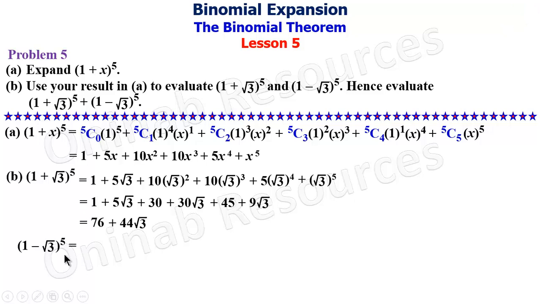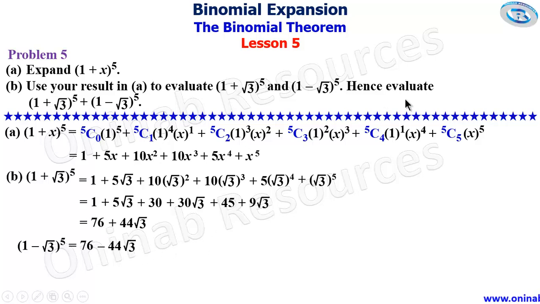Then we go for 1 minus root 3 all to the power of 5. What we just do here is change the sign here. Since this is plus, it goes with plus here. We're having minus here, we just change this also to minus, because if we are to go fully by expansion, we will just attach minus here, which means this is coming as negative, this is coming as negative, and this is negative. So negative 5, negative 30, negative 9 would have given us negative 44. So the expansion to this is 76 minus 44 root 3.